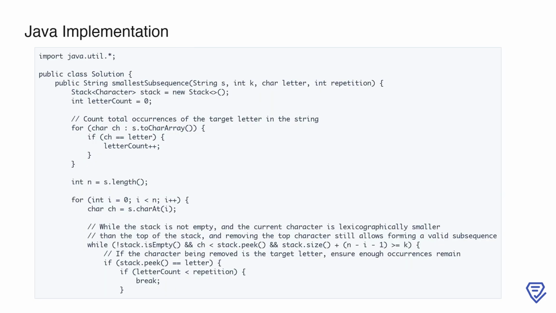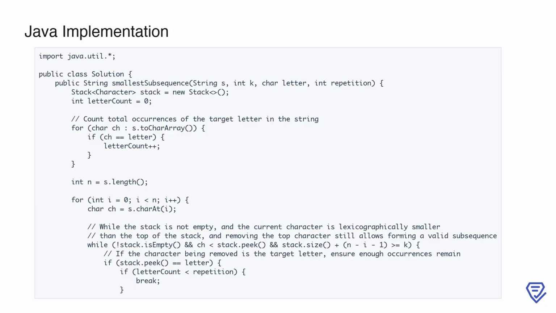We start by importing the necessary classes and defining our solution class. The method smallest subsequence takes 4 parameters: the input string s, the desired subsequence length k, the target letter, and the required number of occurrences of that letter, repetition. Inside the method, we use a stack to build our subsequence. Additionally, we initialize a variable letter_count to track the total number of occurrences of the target letter in the input string. To calculate this, we iterate through each character in the string and increment letter_count whenever the current character matches the target letter.